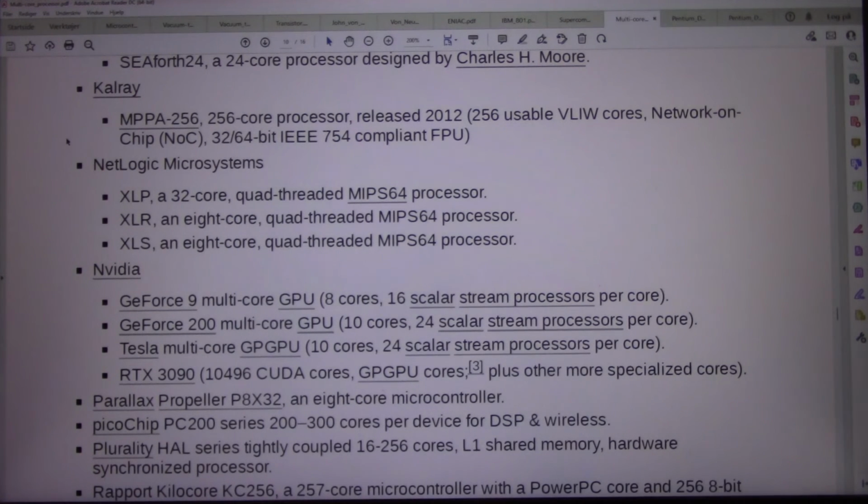256 usable VLIW cores, network on chip, no C. 32/64-bit IEEE 754 compliant FPU. NetLogic Microsystems XLP, a 32-core, quad-threaded MIPS64 processor. XLR, an 8-core, quad-threaded MIPS64 processor. XLS, an 8-core, quad-threaded MIPS64 processor.